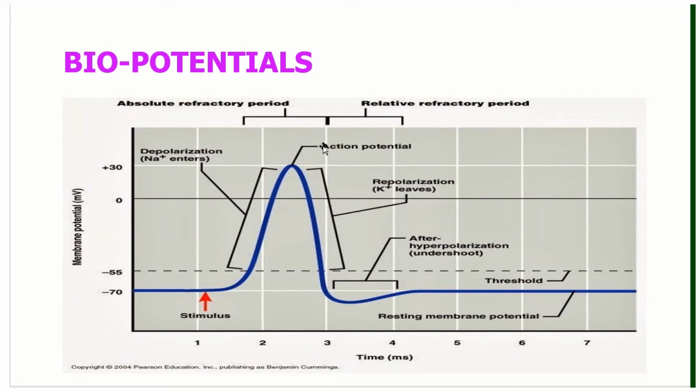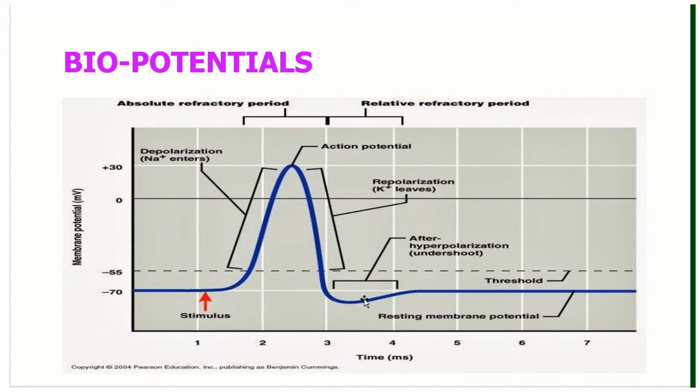There are two different periods called absolute refractory period and relative refractory period. In the absolute refractory period, the cell will not respond to any new external stimulus. Why? Because the cell is already responding to a stimulus. So in this area, it will not respond to any new external stimulus, whatever may be the condition of the stimulus. And after this, the period is called the relative refractory period.